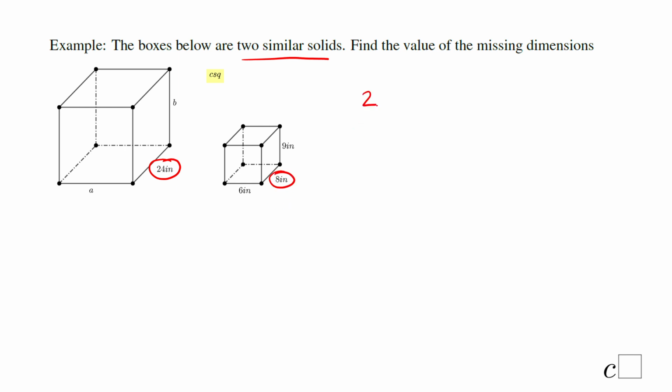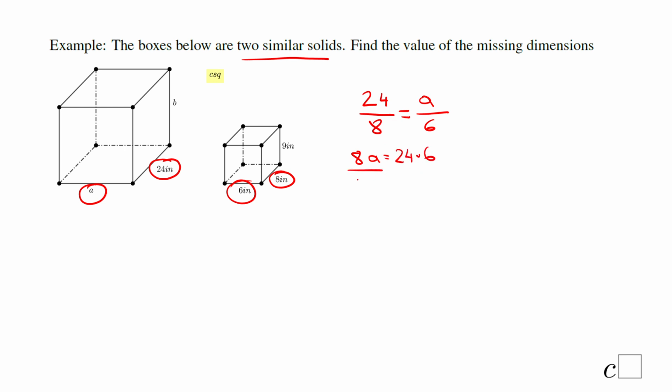And again, if you remember, I like to start with large over small. It makes more sense to me. And some of you may see, hey, this is 3, this is the scale factor exactly. But you can leave it like that, especially if you cannot simplify. So 24 over 8, and now what? A over 6. And how do we find A here? Cross multiplication. 8A equals 24 times 6.